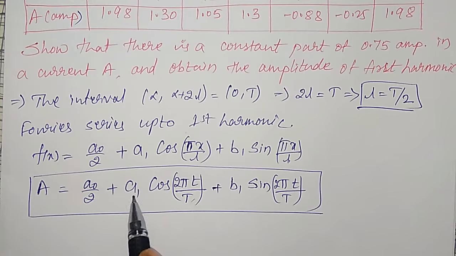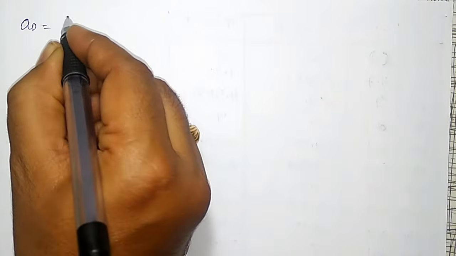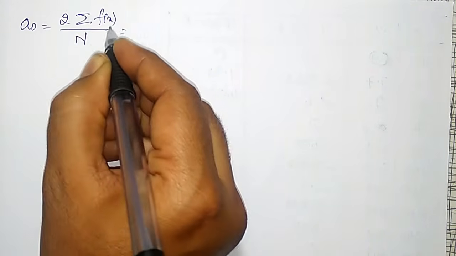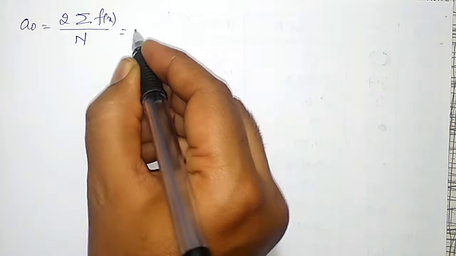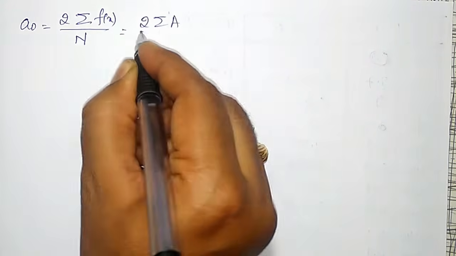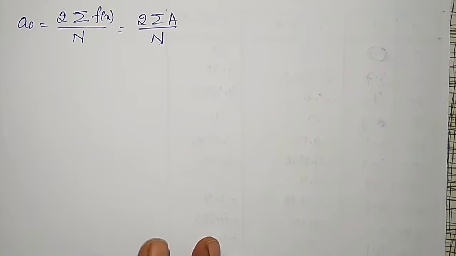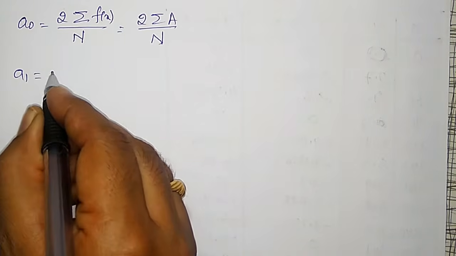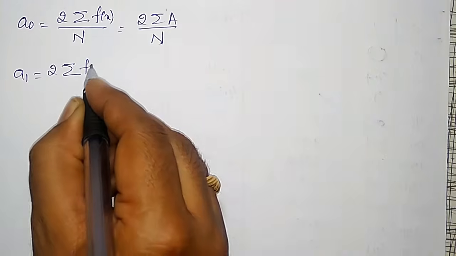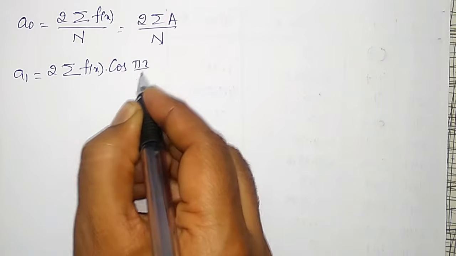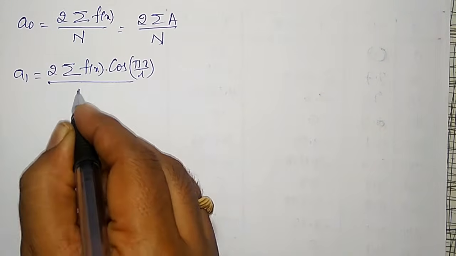In this I have to calculate a0, a1 and b1. How to define these one by one I will discuss now. My Fourier coefficient constant term a0 is defined by 2 times summation f of x divided by n. But my f of x is capital A now. That is 2 times summation capital A divided by n, where n is the total number of observations. Then a1 is defined to be 2 times summation f of x into cos of pi x by L, whole divided by n.